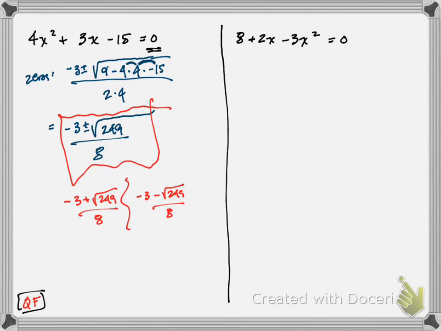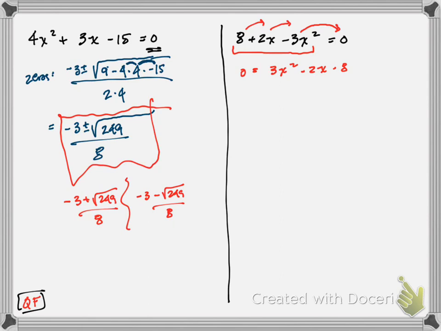Okay, finally, let's try this other one. And we'll see if it's factorable first. And if it's not, then we'll just say we can use the quadratic formula. So I don't like the way this is written. So I'm going to move everything over to the other side. And by doing that, I'll have a positive lead coefficient. If I do that, I get 0 is equal to positive 3x squared minus 2x minus 8.